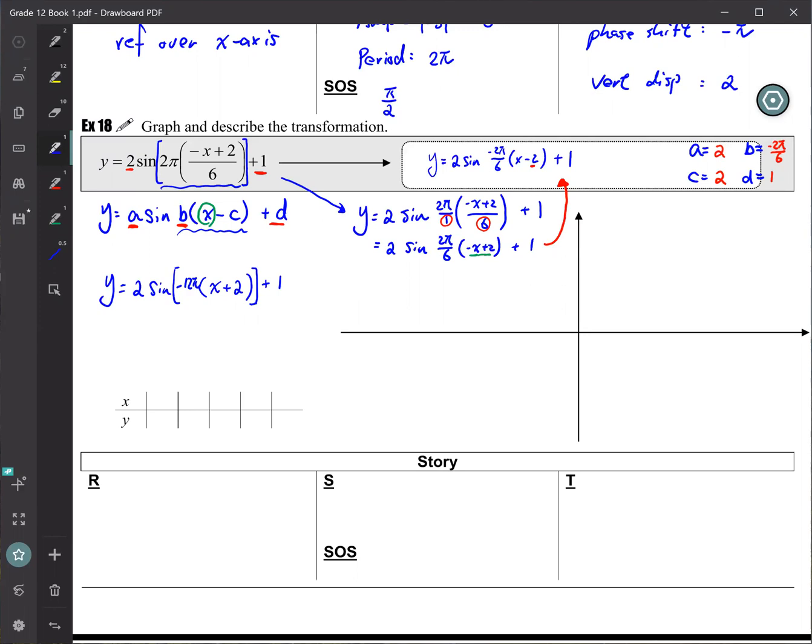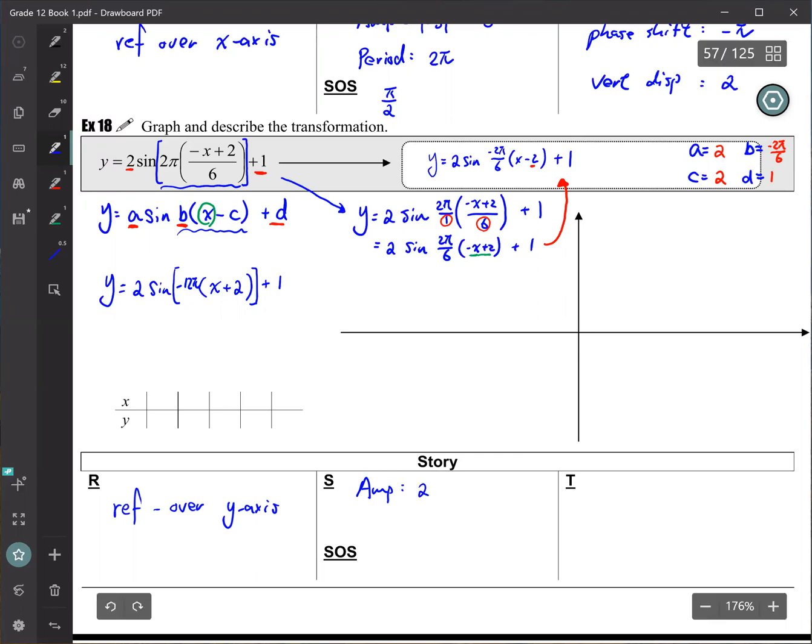Okay, Donna, what's the reflection? Donna, are you there? Reflect over Y. Okay, very good. Y-axis. Next one. Tiana, what's the amplitude? 2. 2, very good. Please raise your hand if you finished the story.